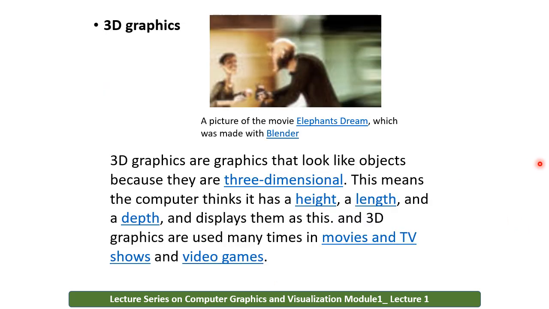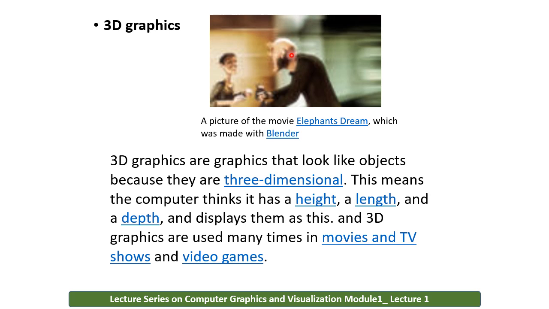Now another type of graphics is three-dimensional graphics. Three-dimensional graphics are the graphics that are going to look like objects. So this is one picture, the movie Elephant's Dream, which was made with Blender. This was one software which is able to create a movie, and it has been used to create a movie called Elephant's Dream. So this is a 3D movie, which is going to look like an object.